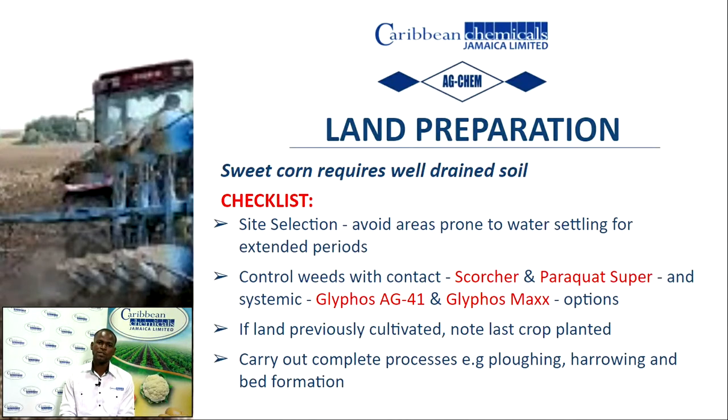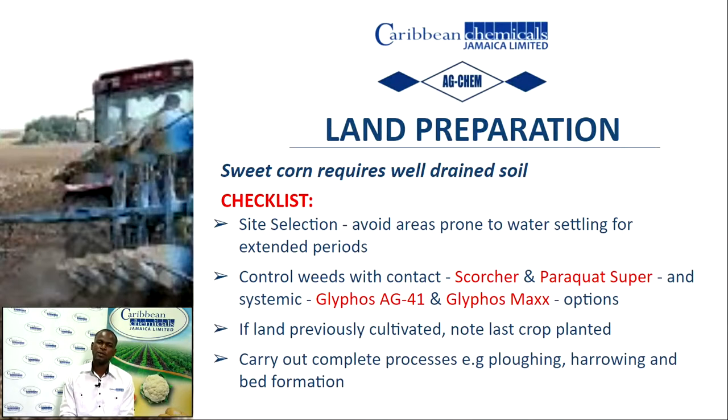So site selection, ensure that the area is not waterlogged. It's very important because this crop is a heavy feeder. You want to allow a good air to water ratio so the plant can quickly pick up the nutrients. So avoid waterlogged areas. And if you have an area that is infested with vegetation or covered with vegetation, you want to use several of our herbicides. So you can choose from contacts, which could be your Scorcher or your Paraquat Super. And these will deliver quick control of your weeds.